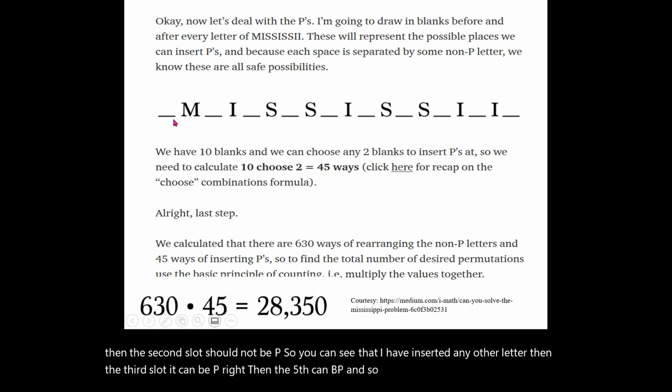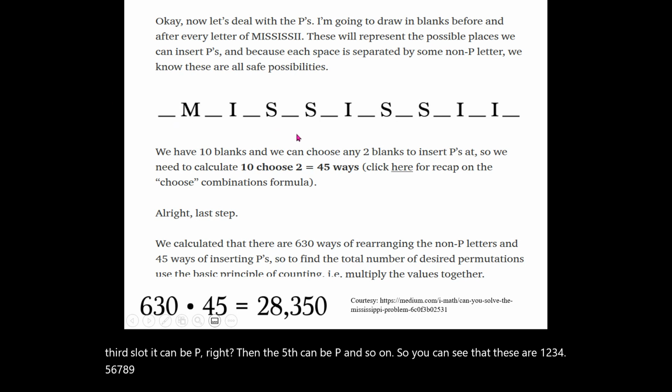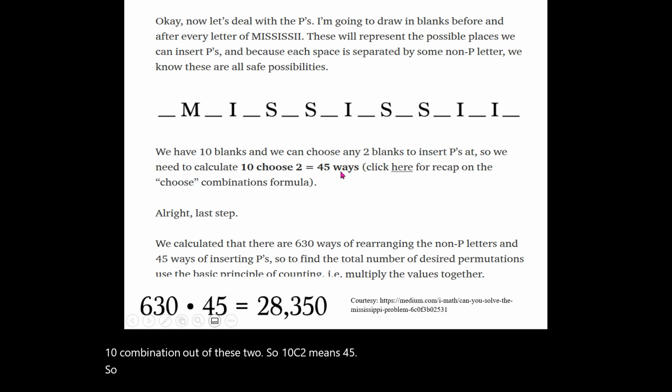So you can see that these are 1, 2, 3, 4, 5, 6, 7, 8, 9, 10. So 10 different slots in which we have to insert the letter P. So we have to choose 2 out of these 10. So 10C2 means 45. So there are 45 ways to insert the P's in such a way that they are not adjacent.